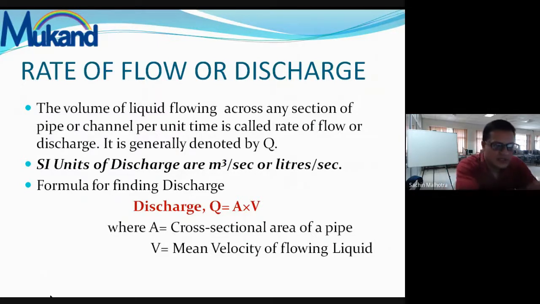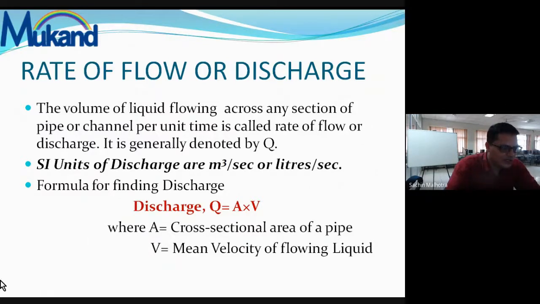Discharge क्या होता है? Discharge is defined as the volume of liquid flowing through any section of pipe per unit time. कितना क्वांटिटी ऑफ वाटर कितने टाइम में बाहर आ रहा है पाइप से या चैनल से, that is called discharge. It is denoted by Q. SI units of discharge are meter cube per second, and we can say liters per second.